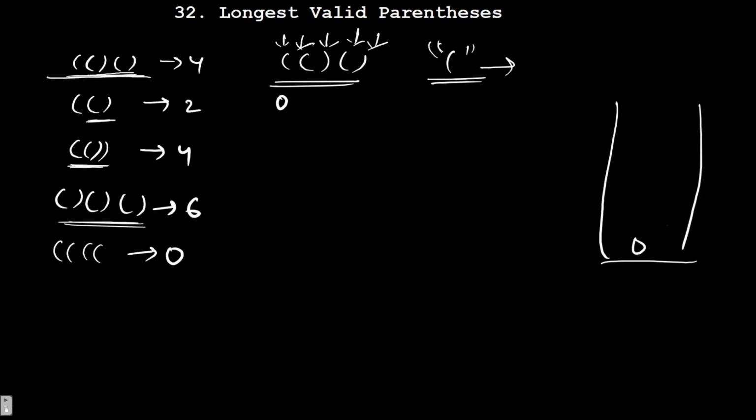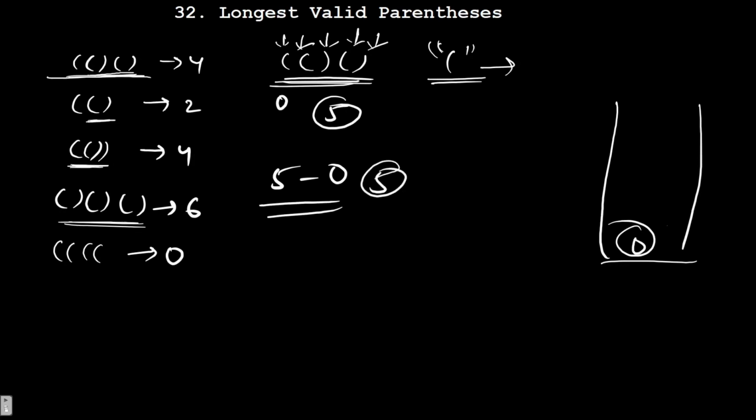Now, is there anything remaining in our stack? Yes, there is index 0 remaining in our stack. So how can we find our result using this index 0? What is the total length of the string? The total length of the string is going to be 5. So in that case, we try 5 minus 0, that is going to be 5, but you know that our string is of length 4.